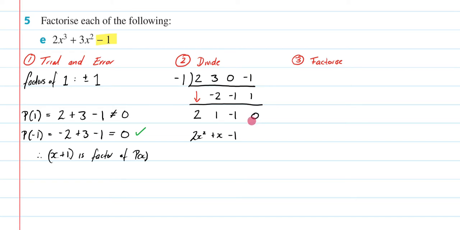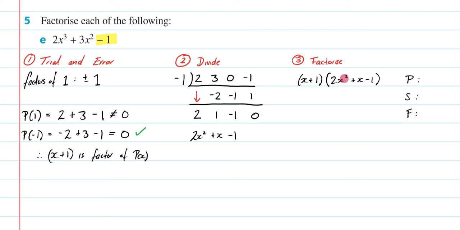And we knew it was going to be 0, so it proves that we've done it correctly because x plus 1 is a factor. The next thing that we do is we say, well, we have x plus 1, and we have 2x squared plus x minus 1. This 2x squared plus x minus 1 can be further factorized because we want it in a fully factorized form. So we're going to go my product, my sum, my factor.